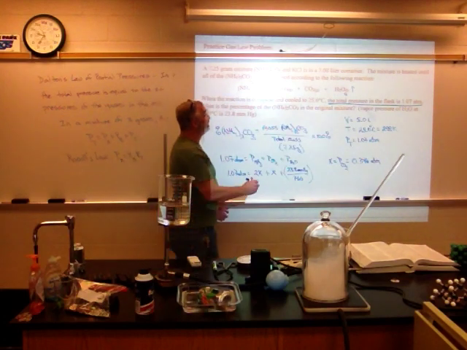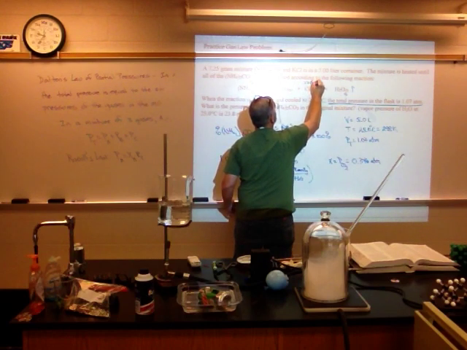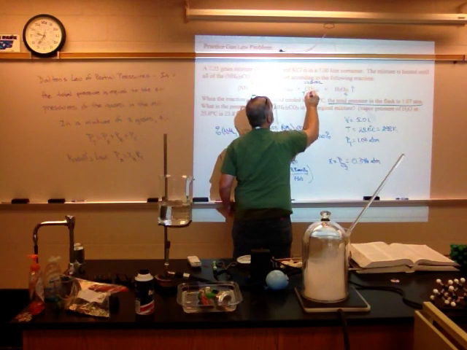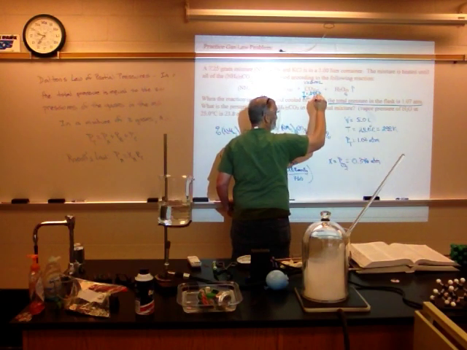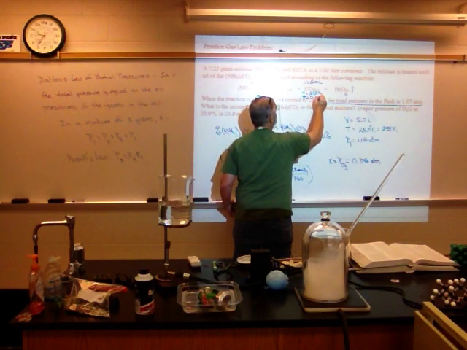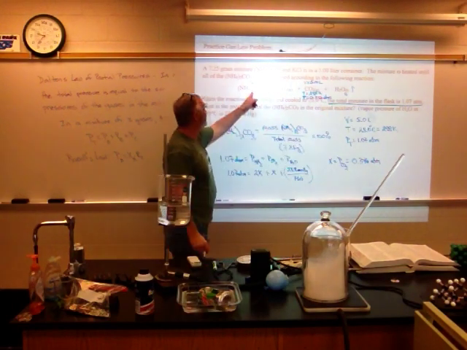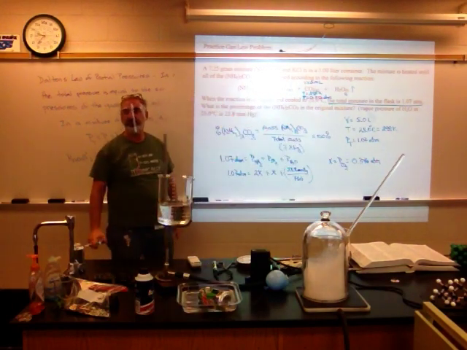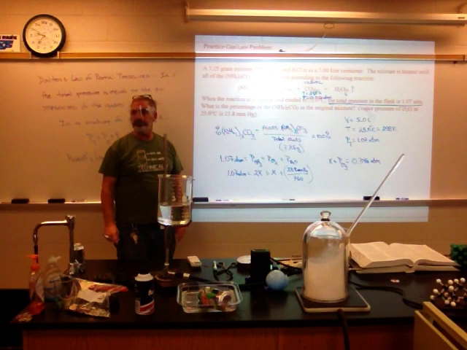What am I ultimately looking for? So I know now that the volume here is going to be 5 liters. The temperature is 298 K. Now I know that the pressure of this is 0.346 atmospheres. How can I use that to find this?